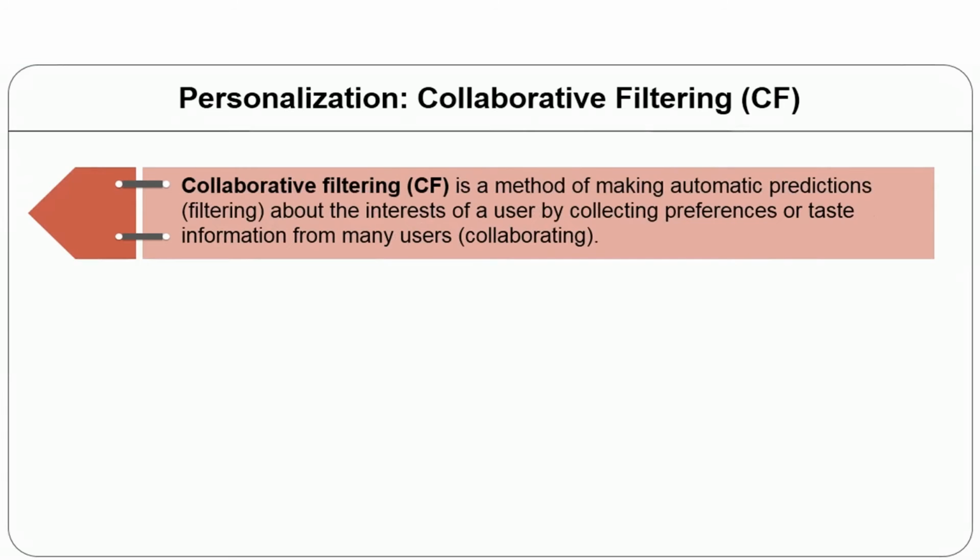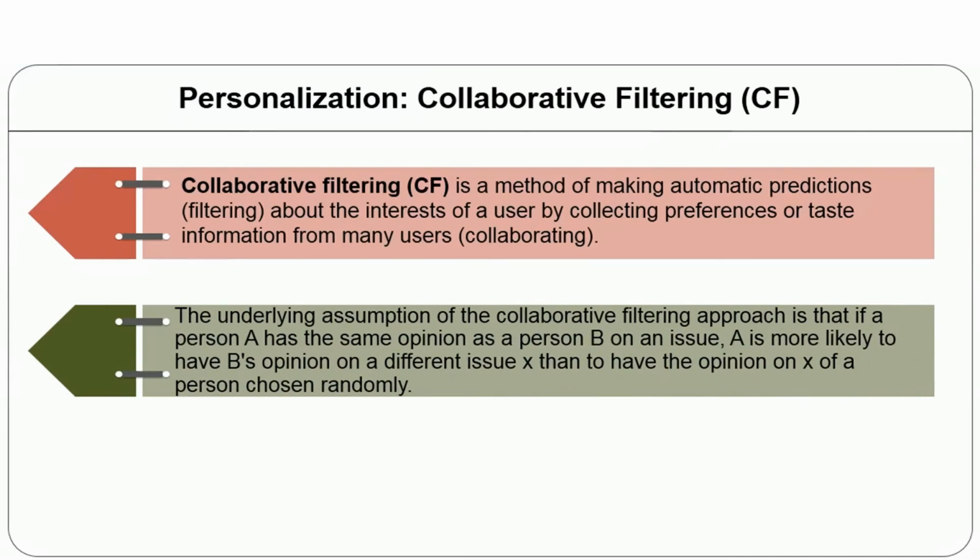And in personalizing, collaborative filtering is also available. It's a method of making automatic predictions about the interest of a user by collecting preferences or taste information from many users. 100 users in the same discipline are surveyed and their tastes, what they are interested in, are collected. That is what is called collaborative filtering.